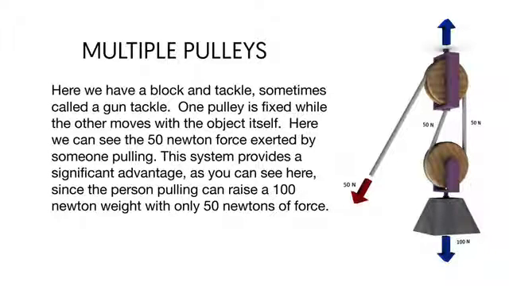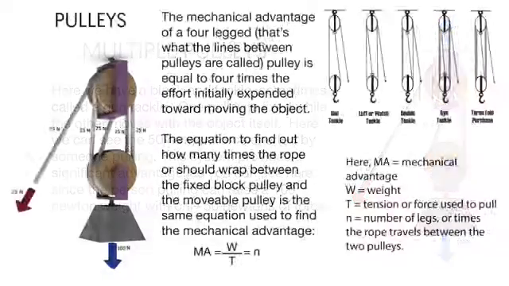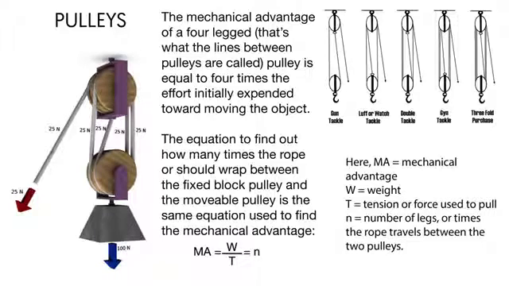Of course, in these examples, and likely many of the problems you will see, friction is neglected. This all means that a four-legged pulley system is equal to 4 times the original force exerted to move the weight. The mechanical advantage of a four-legged pulley system is equal to 4 times the original force exerted to lift the weight.